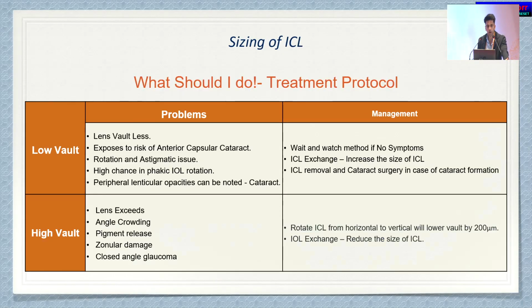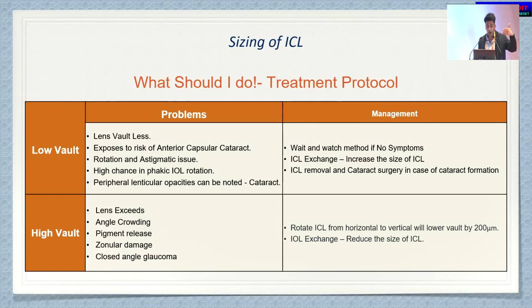In case you are facing this issue of low vault, what are the management options? Obviously, you can read the problems and take a snapshot of this, but the management option is wait and watch. If there is no symptom, please just wait and watch. Don't rush into treatment in that scenario. Have a close follow-up on this patient. Another option is ICL exchange, and increase the size of the ICL. If you're doing an exchange, increase the size of the ICL in case of a low vault. Or you do ICL removal with cataract surgery in case of a cataract formation.